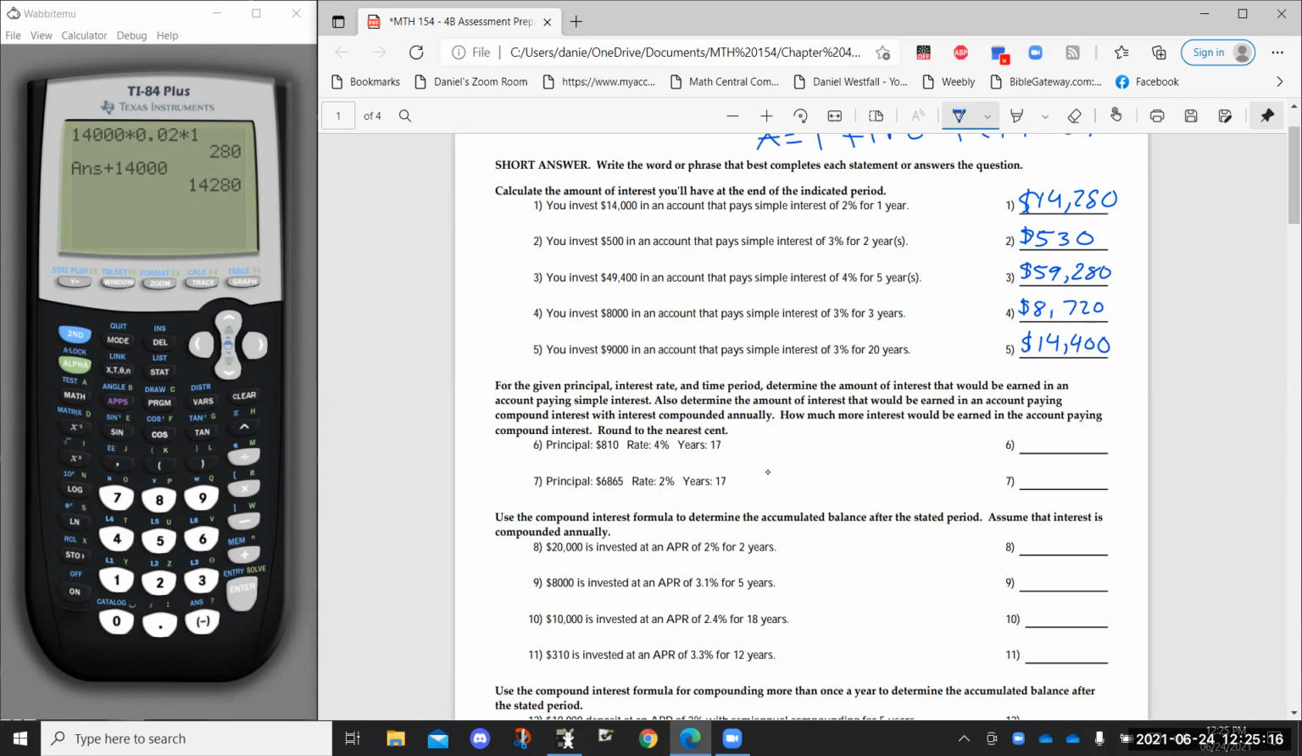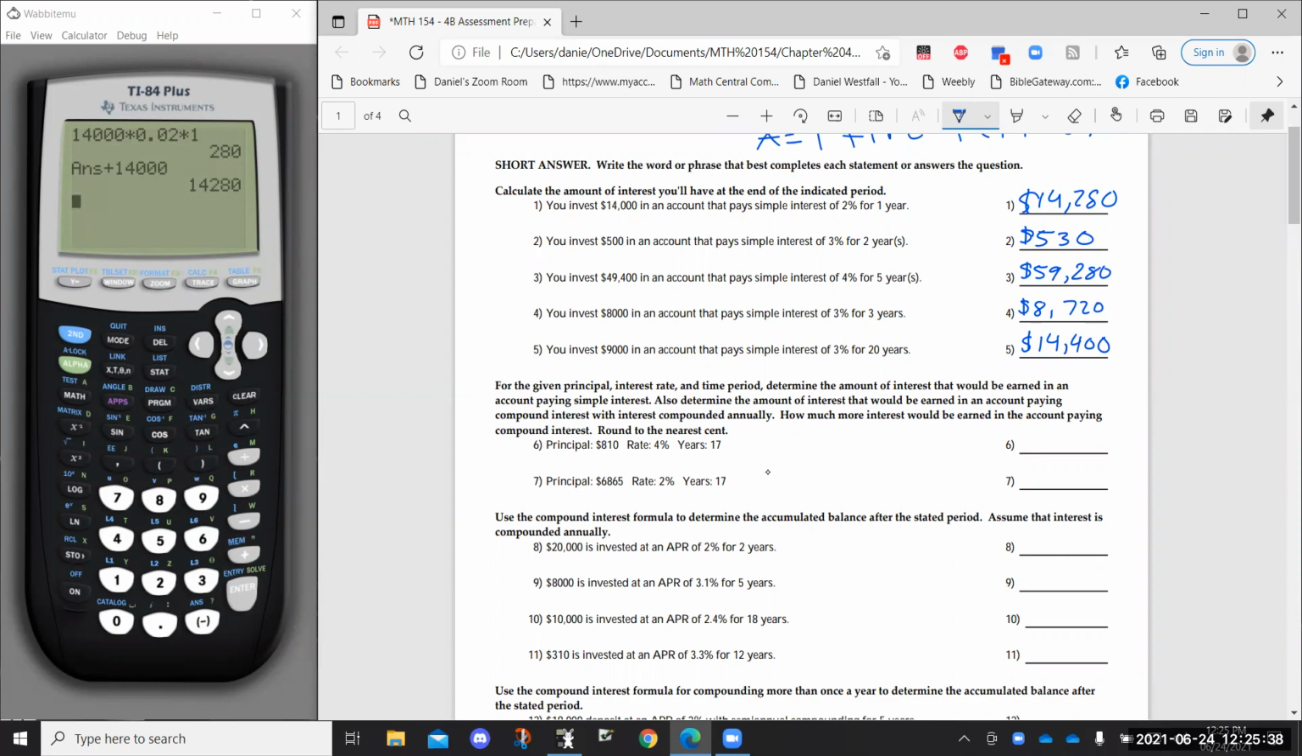All right, so let's look at the different situations going on here: compounded annually, and then round to the nearest cent. Okay, so that's going to be important. Pay attention when you're rounding to the nearest dollar or to the nearest cent here.